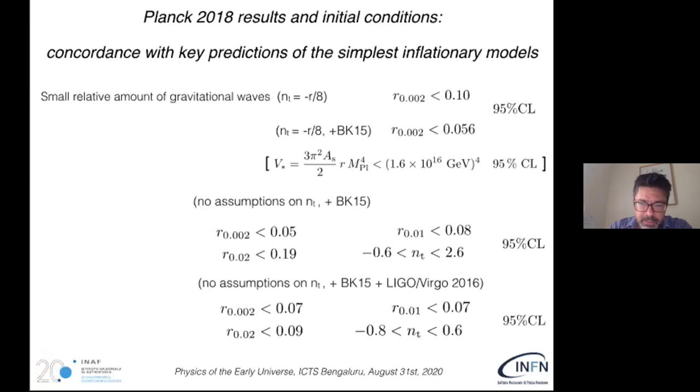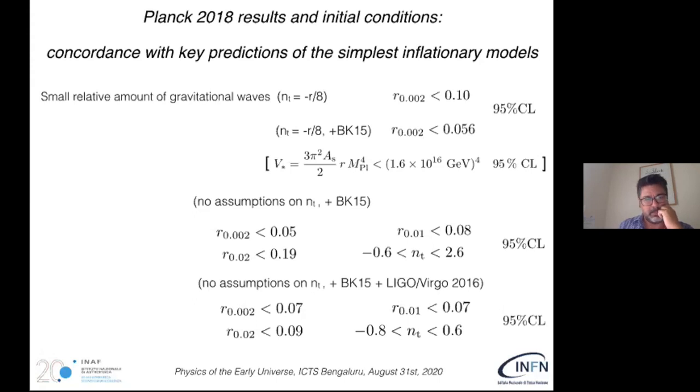So by folding in limits on gravitational waves at scales much smaller than the CMB probe, from LIGO and Virgo 2016 data, the marginalized derived 2 sigma range for n_T shrinks to between -0.8 and 0.6, always including the standard slow-roll relation for n_T.